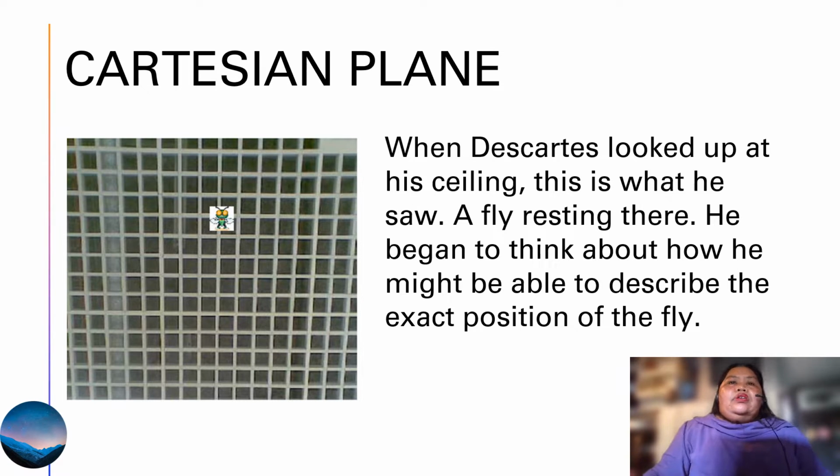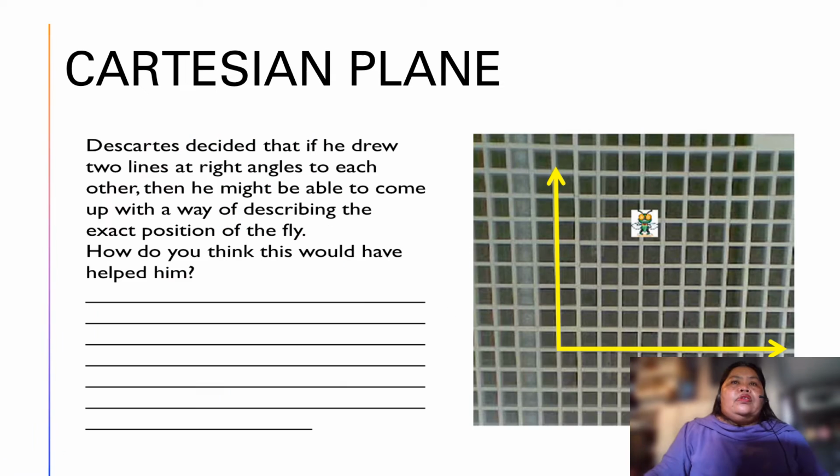When Descartes looked up at his ceiling, this is what he saw: a fly resting there. He began to think about how he might be able to describe the exact position of the fly. Descartes decided that if he drew two lines at right angles to each other, like this, then he might be able to come up with a way of describing the exact position of the fly. How do you think this would have helped him?